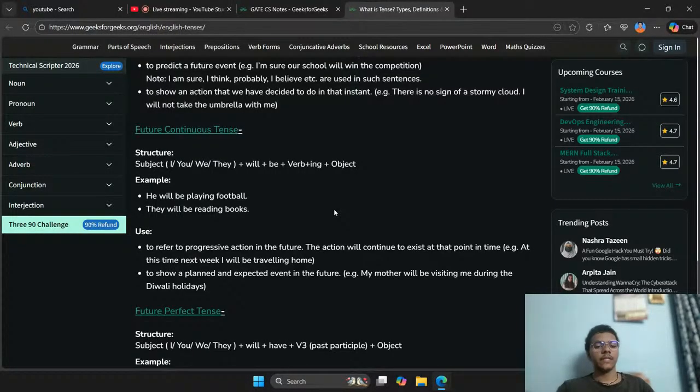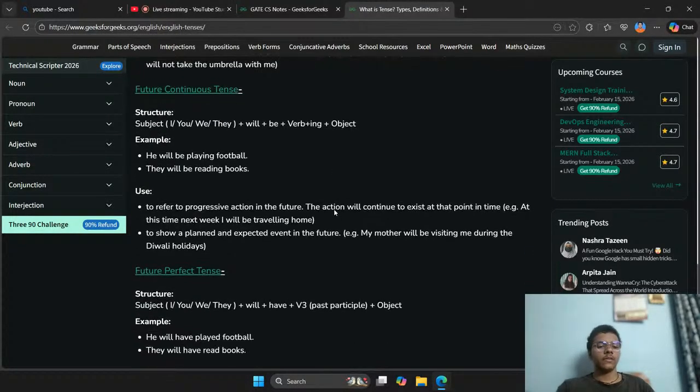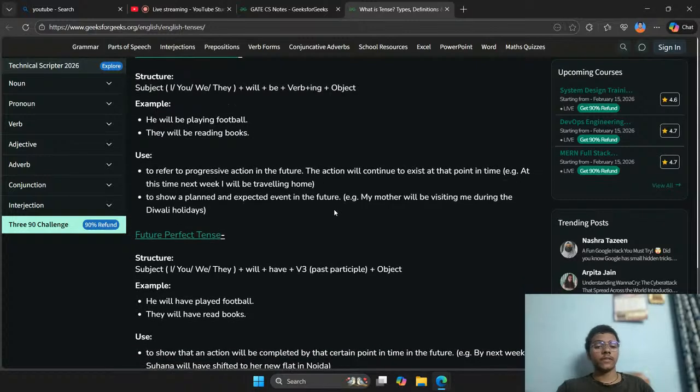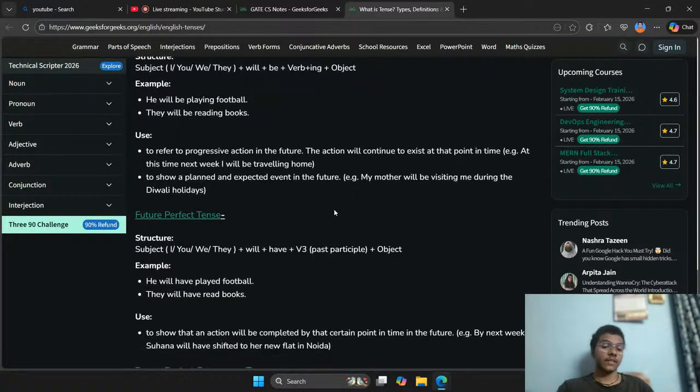He will be playing football. To refer to the progressive action of the future, the action will continue to exist at a point in time. Example: at this time next week, I will be traveling home. Progressive action in the future, future continuous. By this time next year, I would be studying in an IIT.